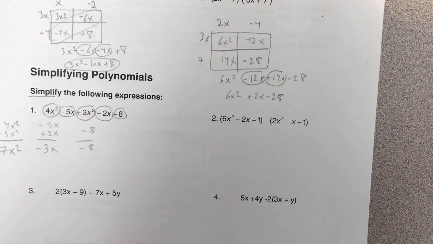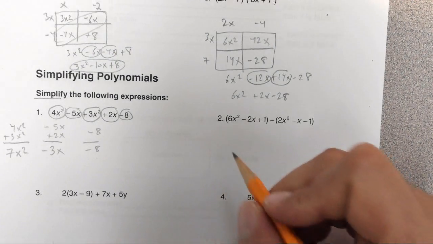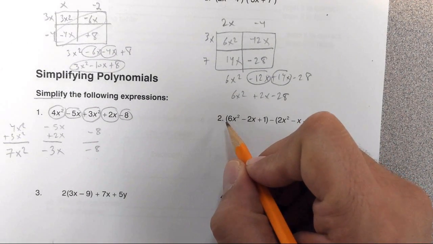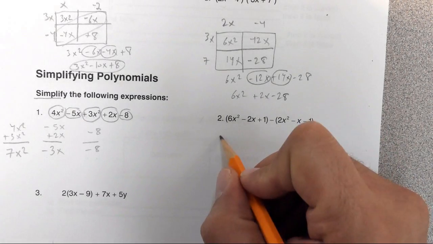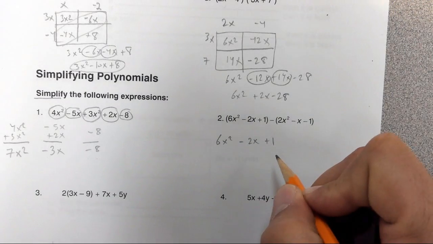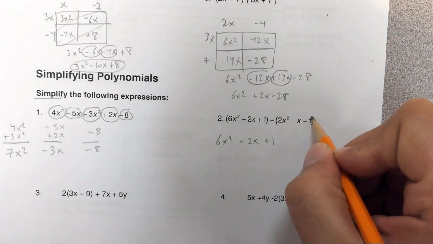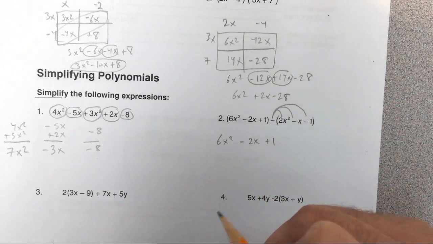Same thing right here, but I notice there's something different about it. The thing that's different about this is it has parentheses. So I'm going to look outside the parentheses if there's anything there to multiply first. There's nothing out here, so I just write down the 6x squared minus 2x plus 1. That one stays alone. But outside this parentheses is a negative sign. So I'm going to have to distribute that negative sign all the way around.